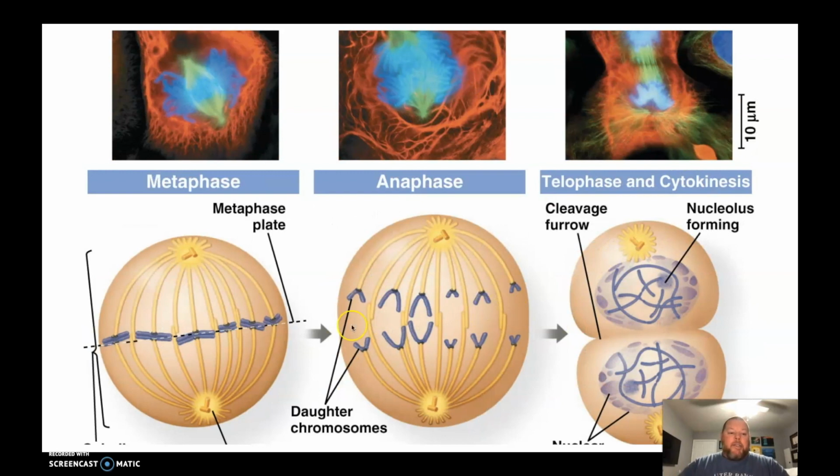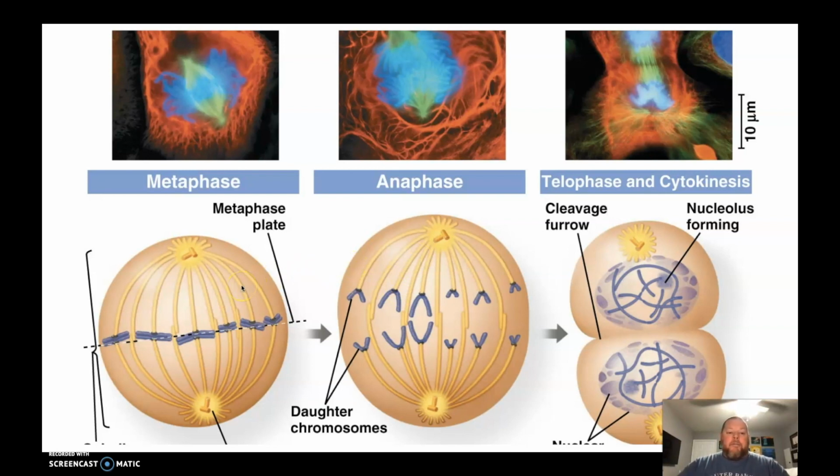Next we have metaphase, and here the chromosomes are going to be lining up along the metaphase plate. You can see how the spindle fibers are again connected to the kinetochores. And once the spindle fibers begin to shorten, they're going to go ahead and start pulling apart the sister chromatids. And they are going to be moving towards the opposite ends of the cell.